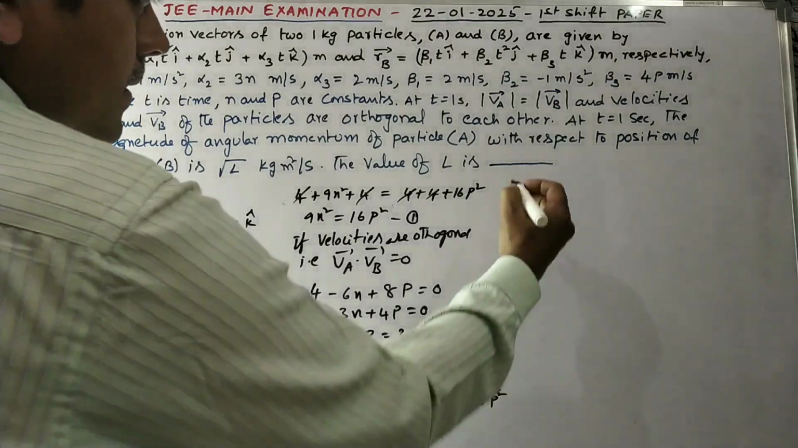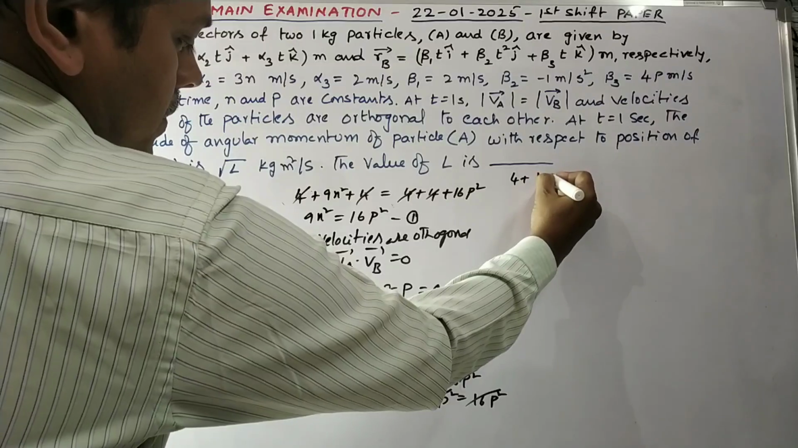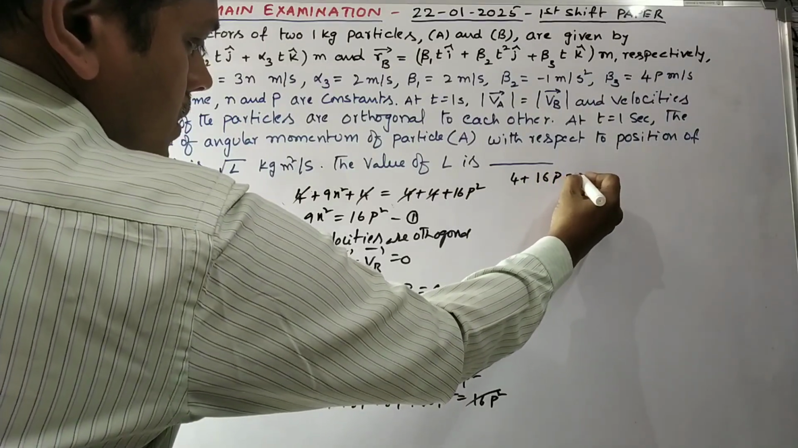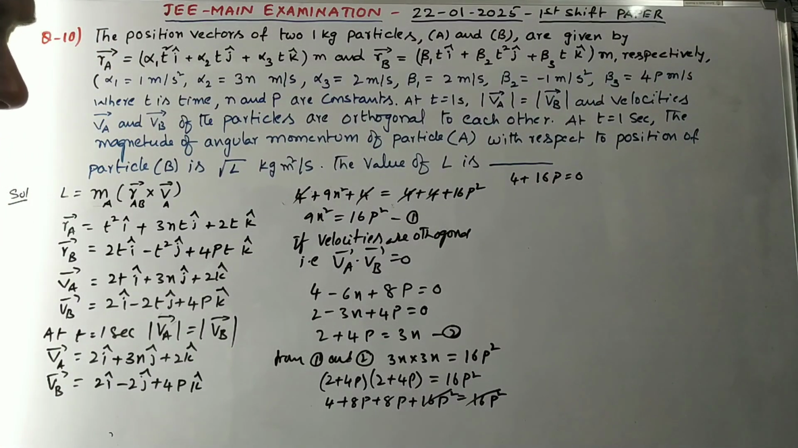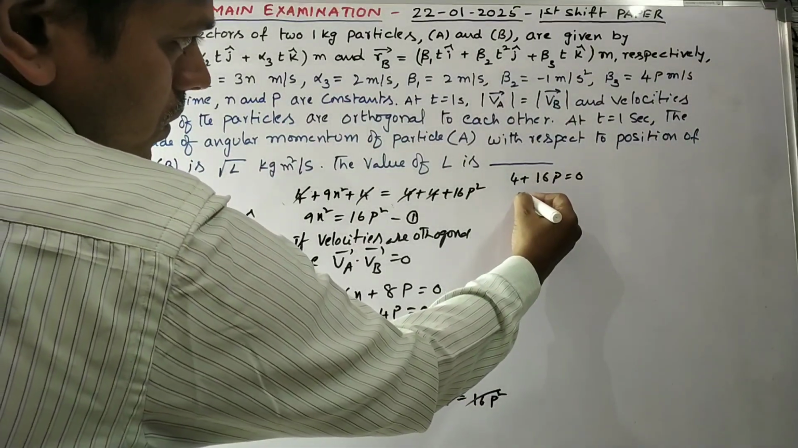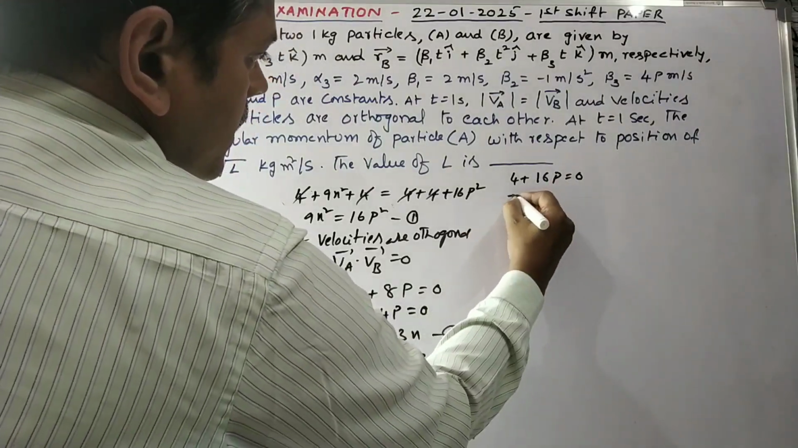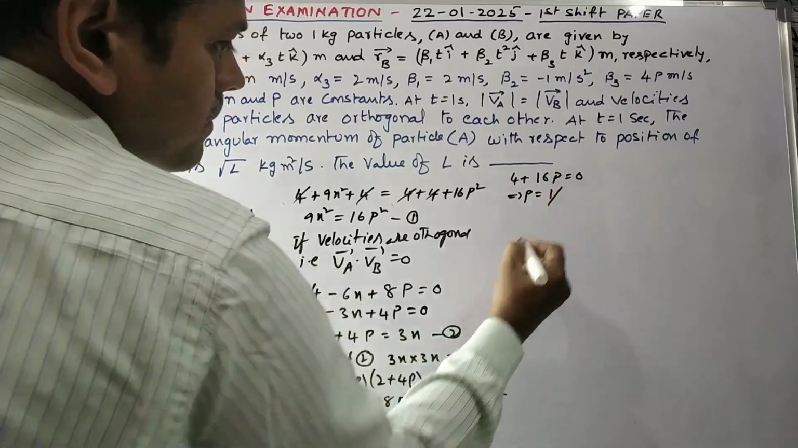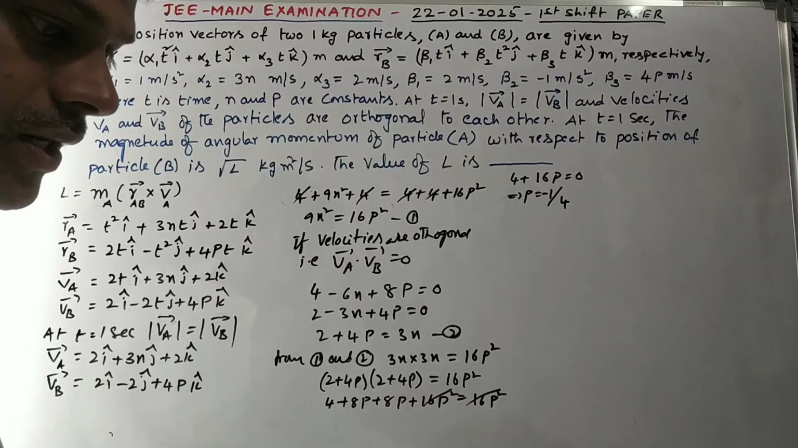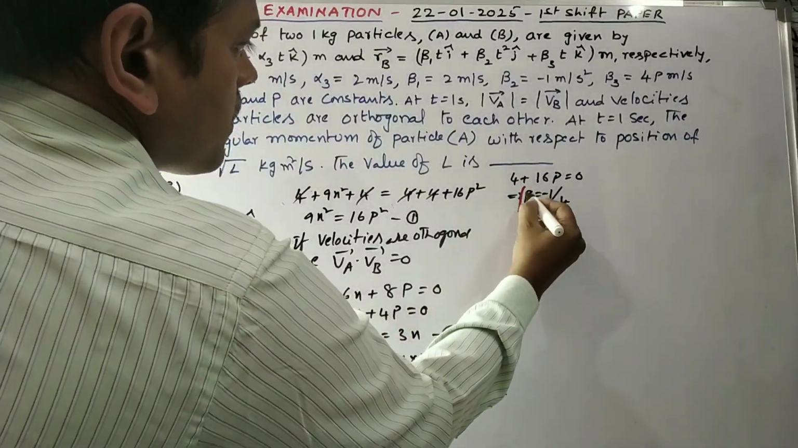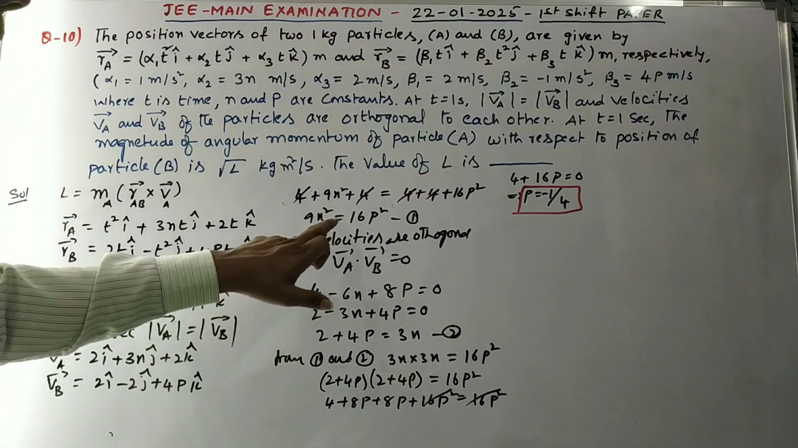4 plus 16p is equal to 0. Okay. So that implies p is equal to minus 1 by 4. So you got p is equal to minus 1 by 4. This value is substituted in equation 1.